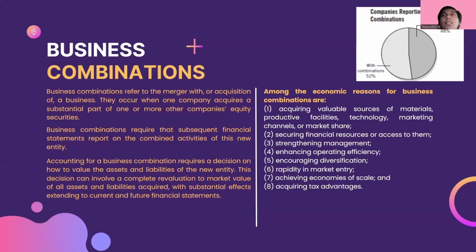Among the economic reasons for business combination are: one, acquiring valuable sources of material, productive facilities, technology, marketing channels, or market share. Two, securing financial resources or access to them. Three, strengthening management. Four, enhancing operating efficiency. Five, encouraging diversification. Six, rapidity in market entry. Seven, achieving economies of scale. And eight, acquiring tax advantage.